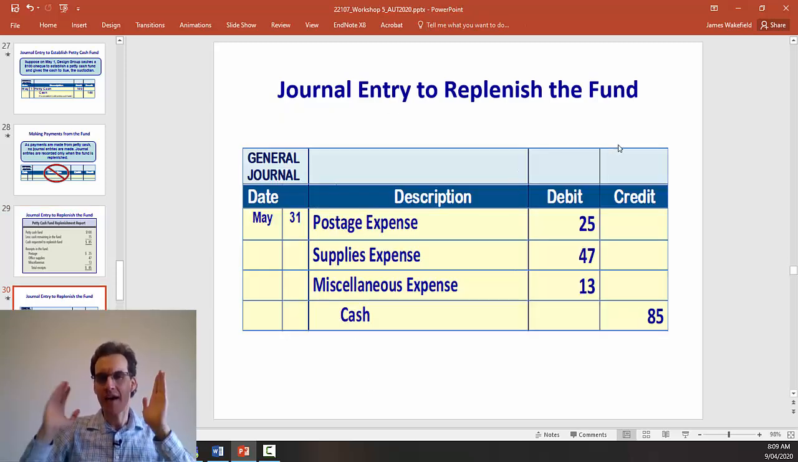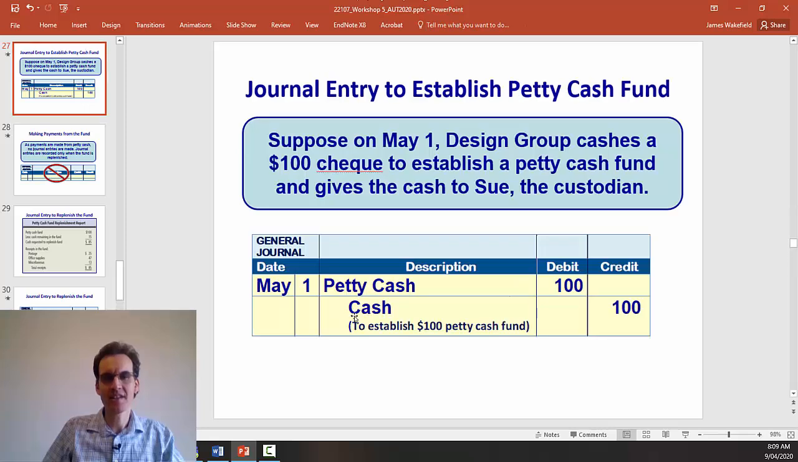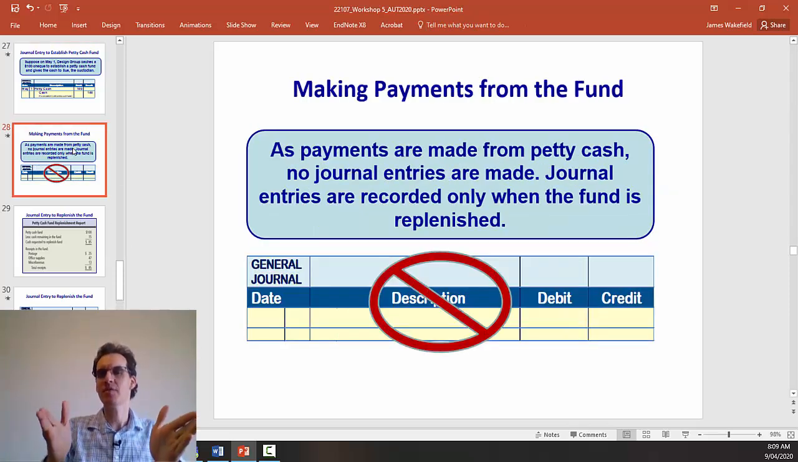What you will notice in this journal entry is we have not touched the petty cash account. So remember, if we go back to this slide up here, we recorded $100 debited to the petty cash account. That account stays the same because remember, when we made payments from the account, we never ever recorded any journal entry.